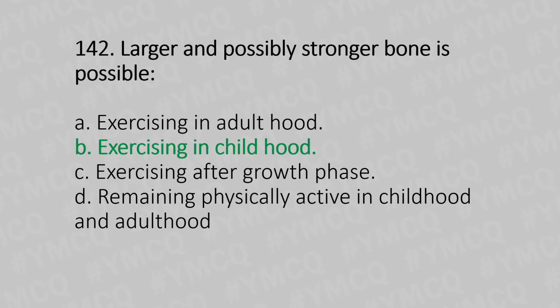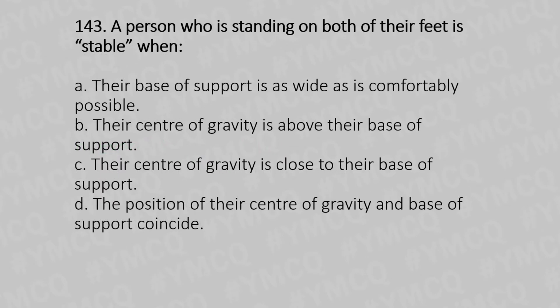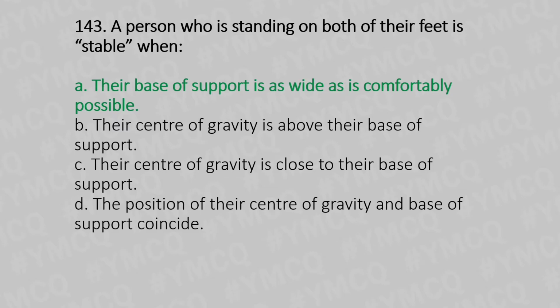Now let's move to question number 143. A person who is standing on both of their feet is stable when: option A, their base of support is as wide as is comfortably possible; option B, their center of gravity is above their base of support; option C, their center of gravity is close to their base of support; option D, position of their center of gravity and base of support coincide. And the answer is option A, their base of support is as wide as comfortably possible.